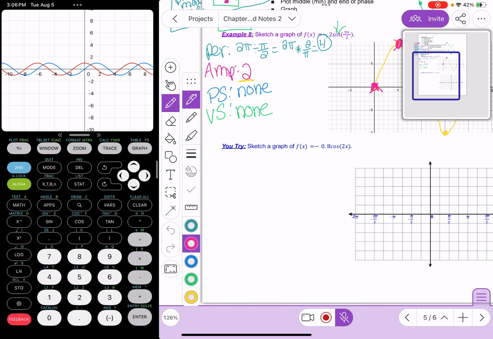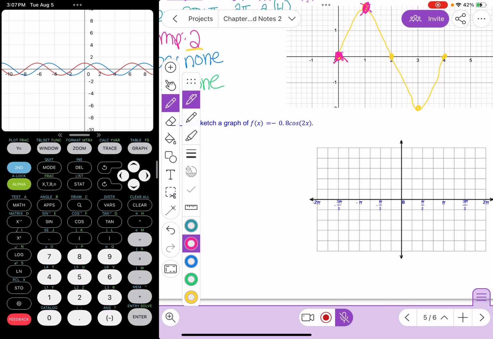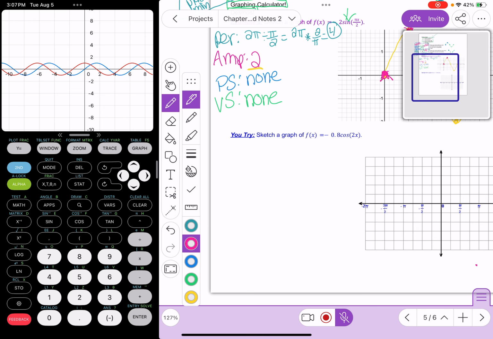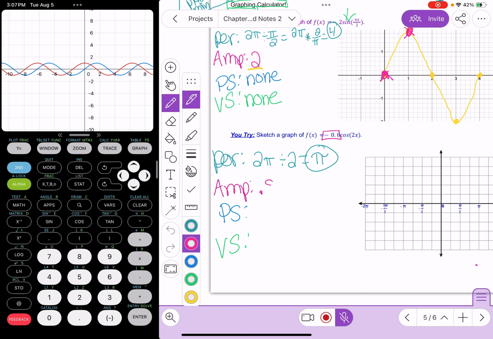Okay. So I'm going to do another one with you, because sometimes we're going to be in radians. That's what these are on the graph. It all depends on what you get. So let's look. Period, amplitude, phase shift, vertical shift. So period is 2 pi divided by what's in front of the x. So 2 pi divided by 2 is pi. Amplitude is what's in front. So our amplitude is 0.8, but we need to pay attention that it's negative. So we're going to go down first.